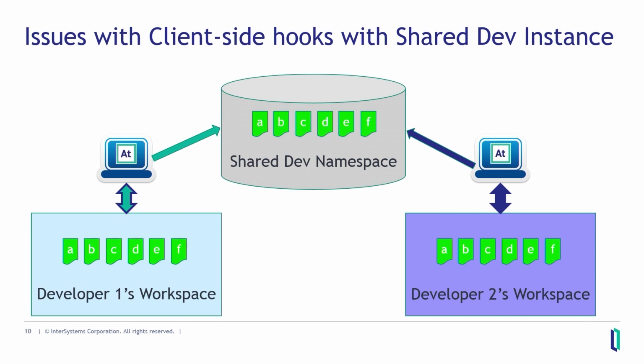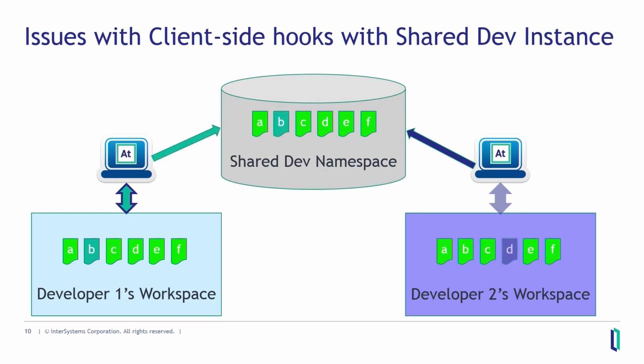On this diagram, we see we've got two developers that are working. They've got client-side hooks, so they've got their own workspace locally with a copy of the files. And then the same files or classes, routines, whatever, are in the shared dev namespace. And the way Atelier works, you make changes locally, and then you push that file into the namespace for it to be compiled, for you to do your testing, and actually to follow through to see the results of your development. So let's say developer 1 edits B and pushes it out to the shared dev namespace.